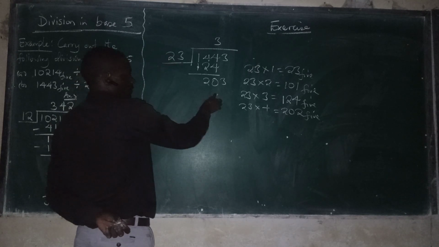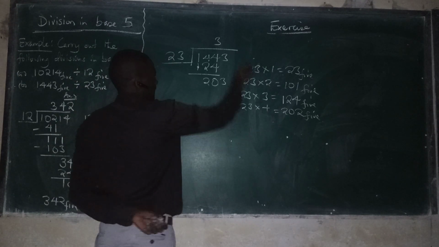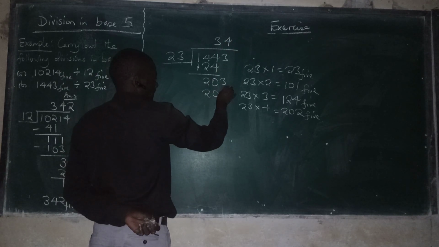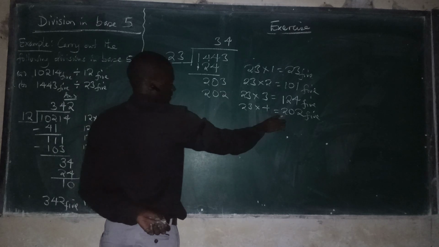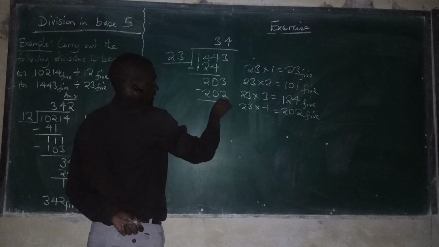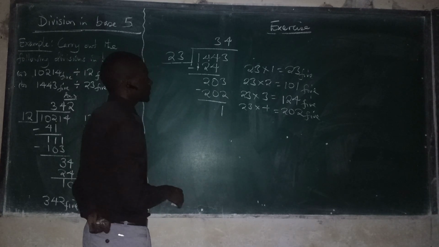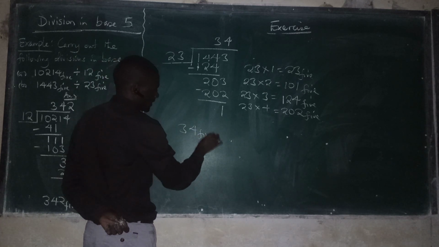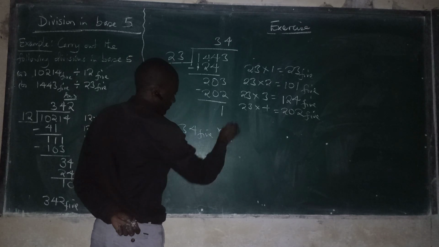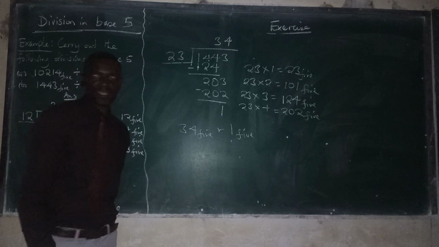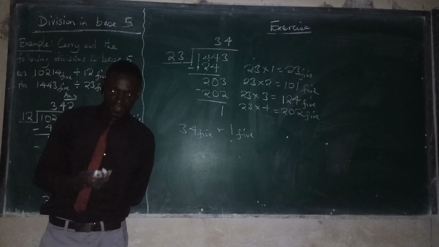Now, this into that goes in 4 times, so we write the 4 there. When we multiply, that would be 202, just this one. We subtract, that gives us 1. Now there is nothing to drop, so since there is nothing to drop, that is our answer. It's 34 remainder 1, so 34 with remainder 1 in base 5. So these are our answers.